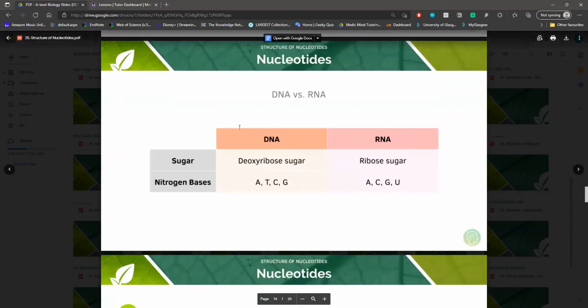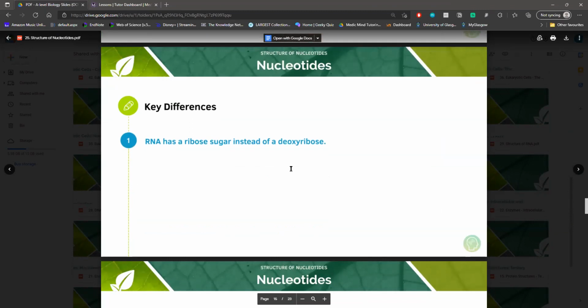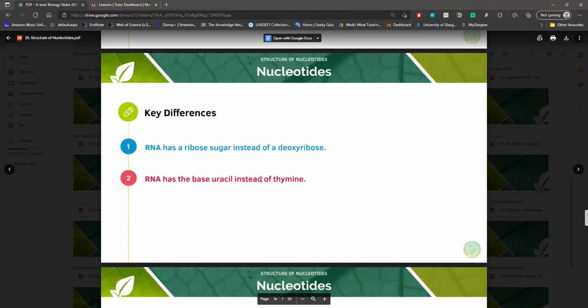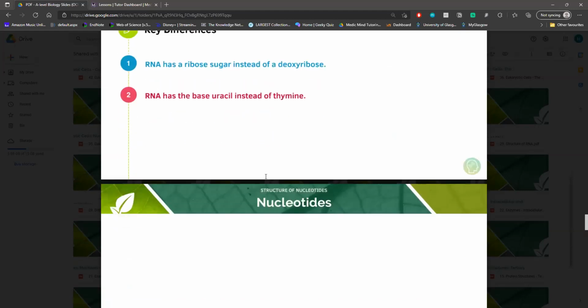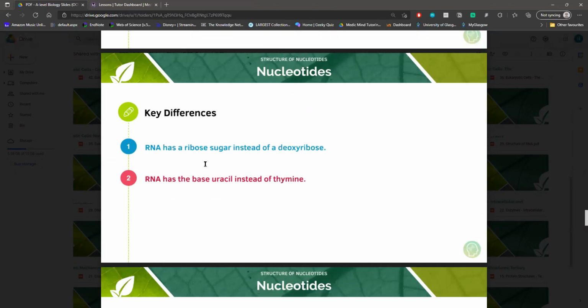This is the crucial difference between DNA and RNA. DNA has deoxyribose, RNA has ribose sugar, and DNA is made up of A, T, C, and G, whereas RNA is made up of A, U, C, and G. There are other structural differences. For example, RNA is single-stranded, DNA is double-stranded. But those are more to do with the polymer itself rather than the single nucleotides. In terms of key differences within the nucleotide, it's ribose versus deoxyribose and uracil instead of thymine.